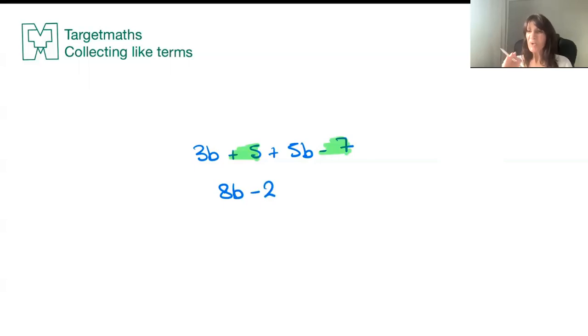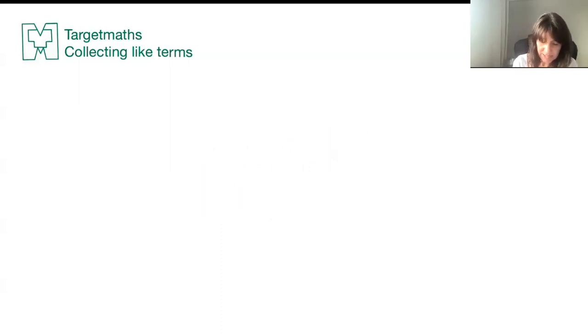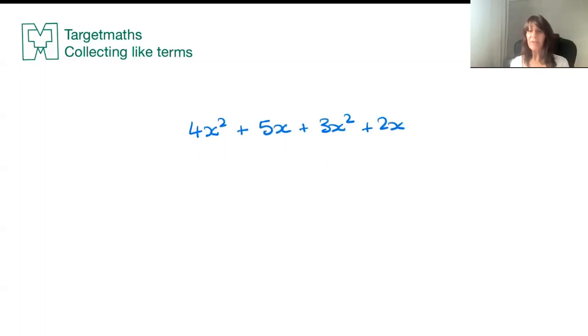So having single numbers can sometimes throw us. The other thing that can sometimes throw us is this type of question. I've got 4x squared plus 5x plus 3x squared. I'll just do all adds for now. There's x's everywhere. Some have got a power on them and some don't. So do they all go together?